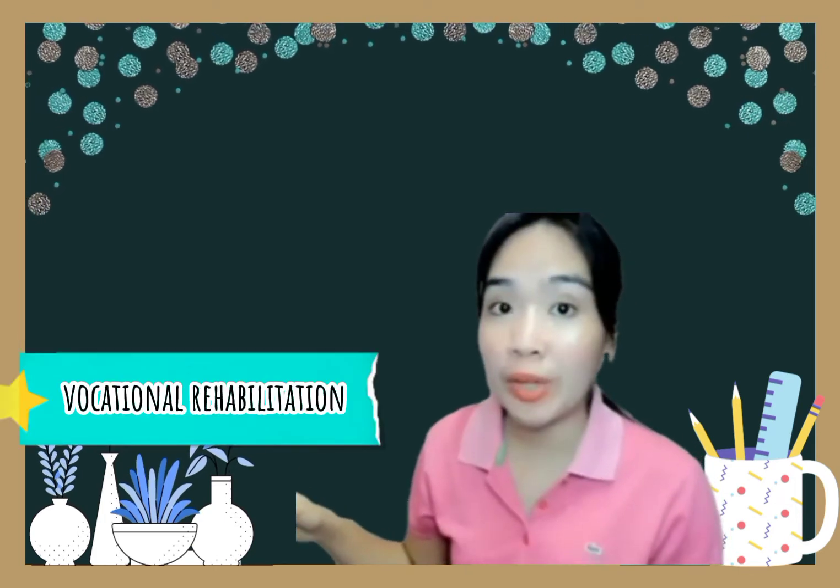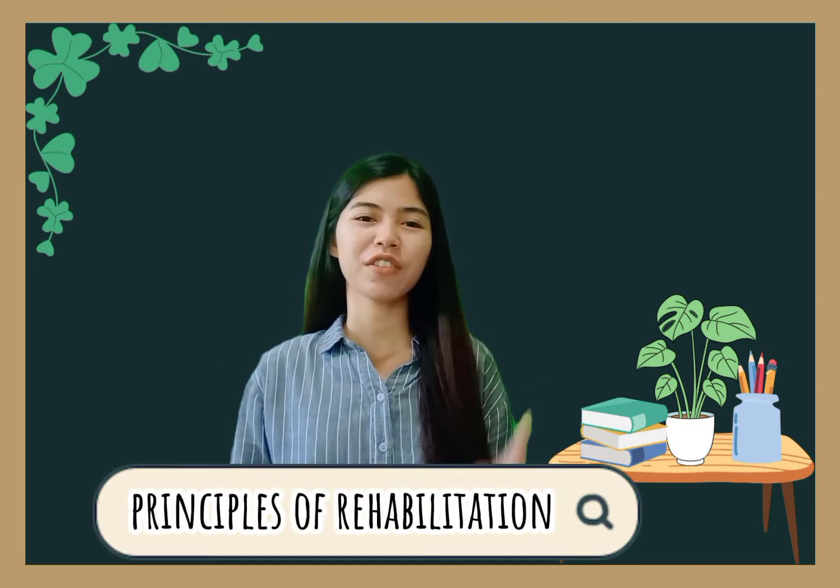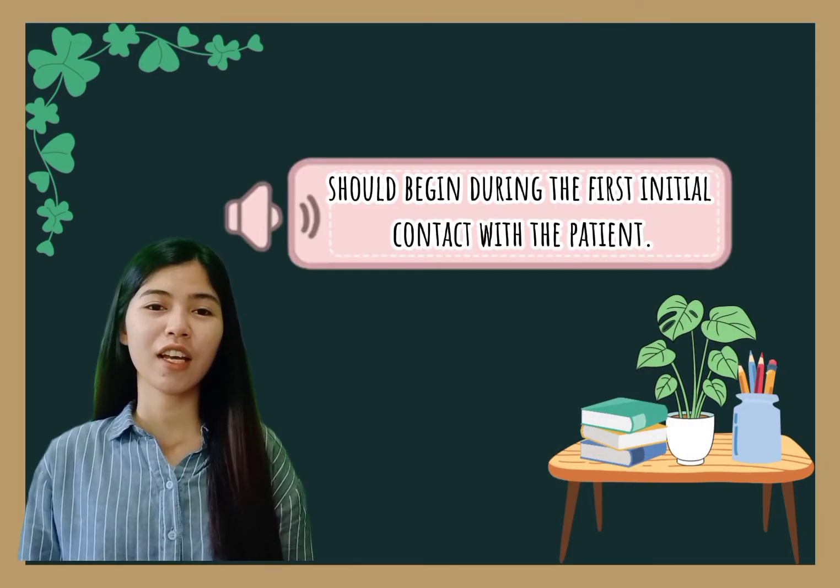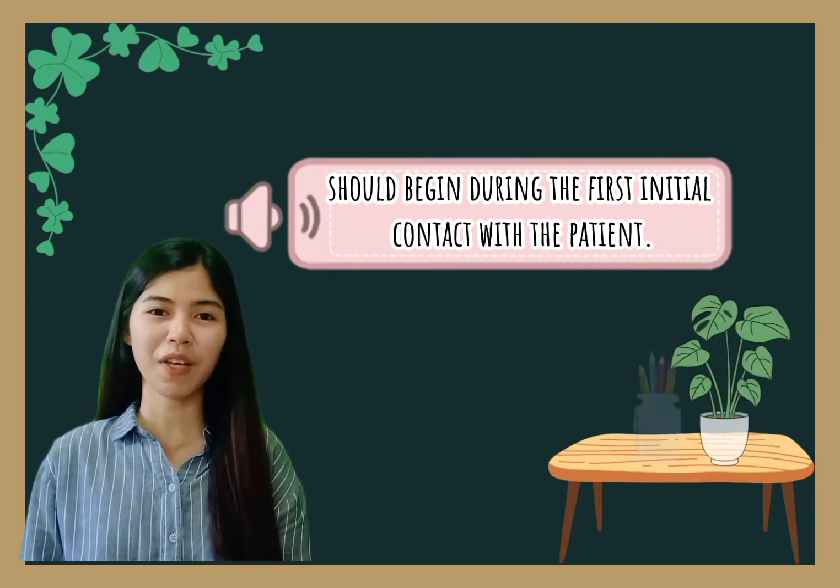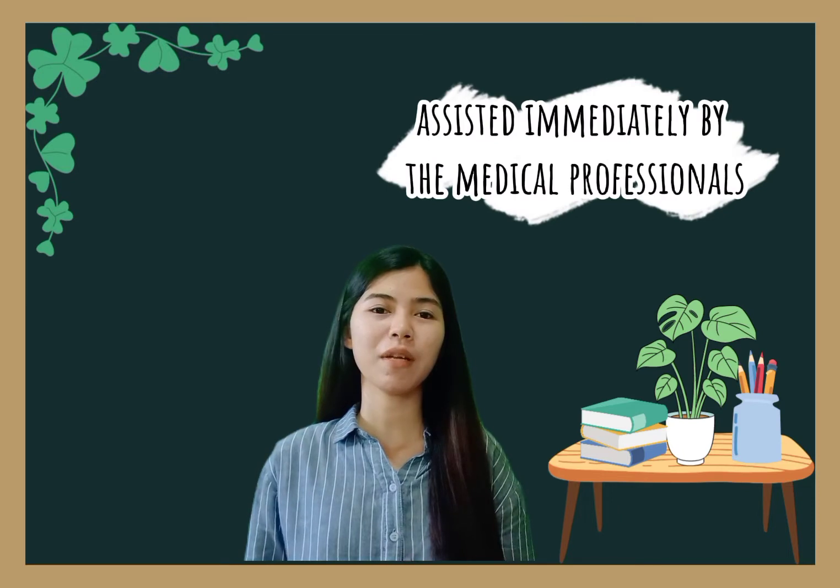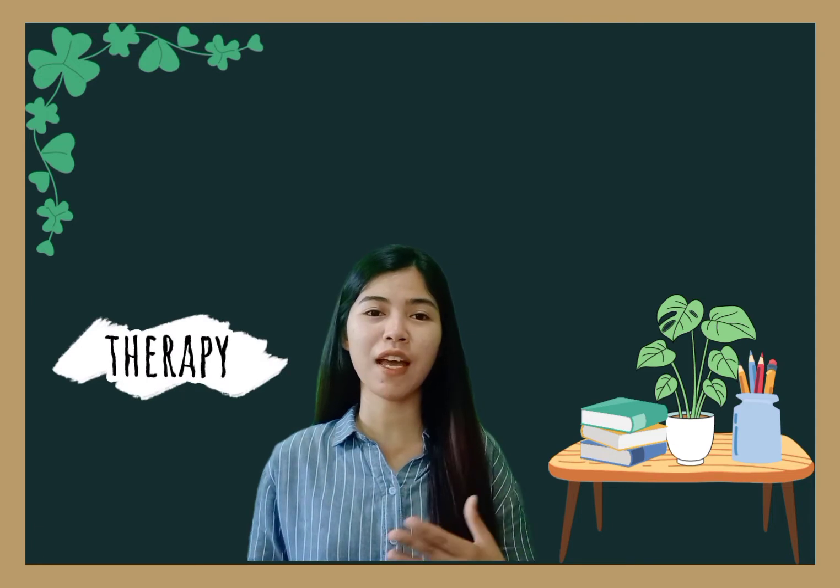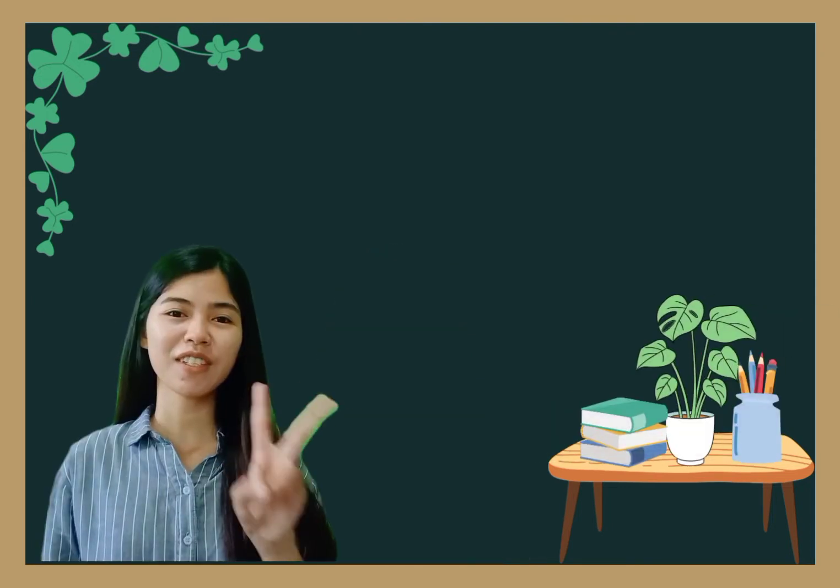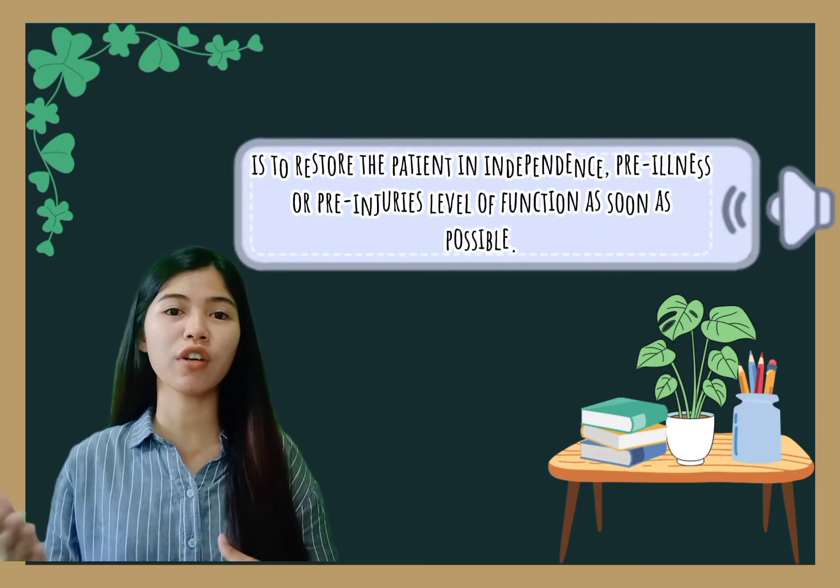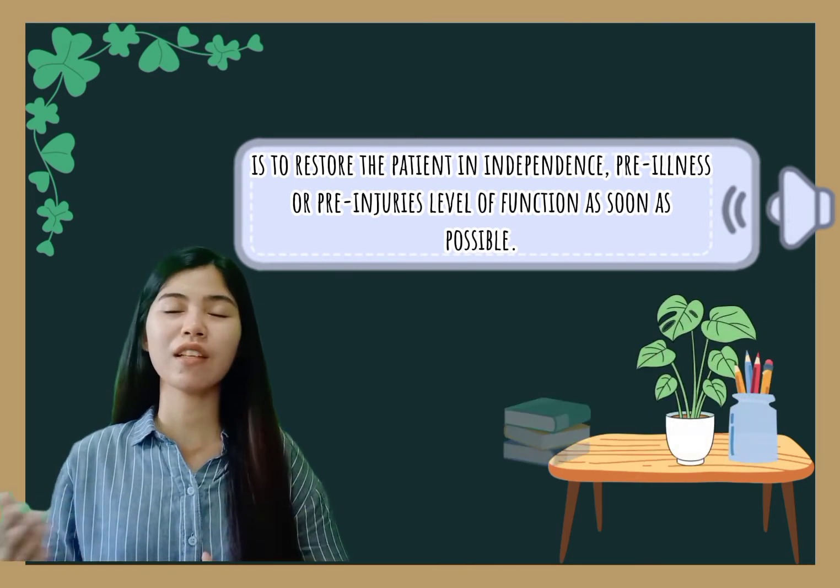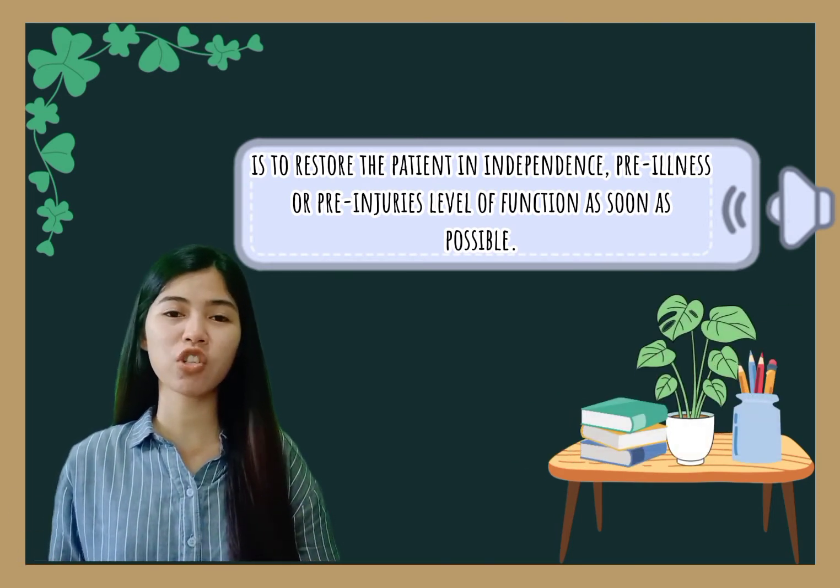Now let's move on to the principles of rehabilitation. The first principle of rehabilitation is that it should begin during the first initial contact with the patient. For example, if that patient has a psychological disorder, he or she should be assisted immediately by the medical professionals so that that person will undergo therapy and recover as soon as possible. The second principle of rehabilitation is that the emphasis is to restore the patient to independence or pre-illness or pre-injury level of function as soon as possible.